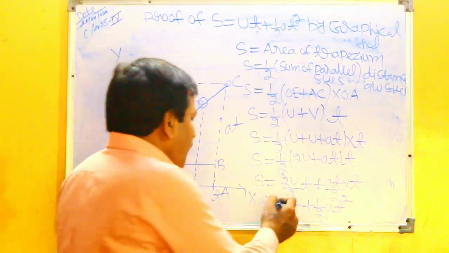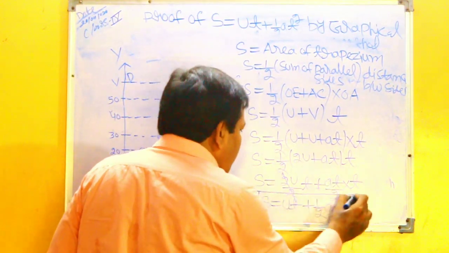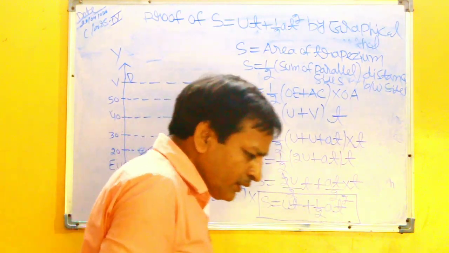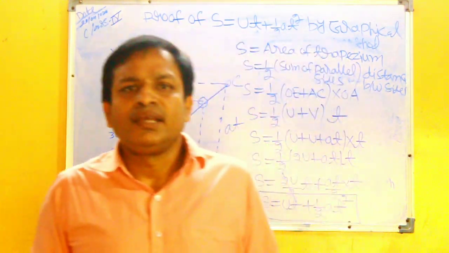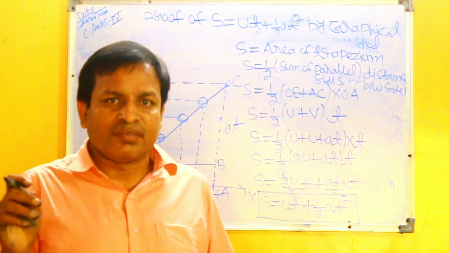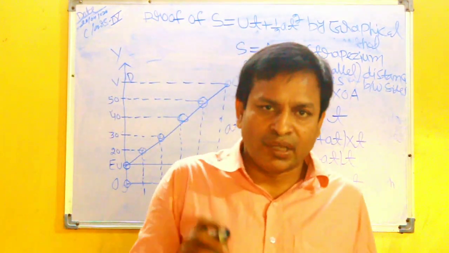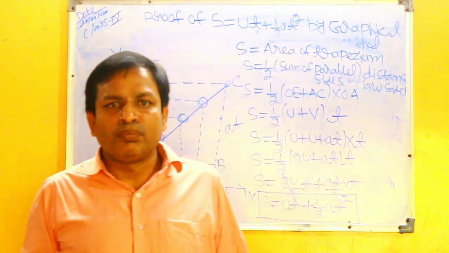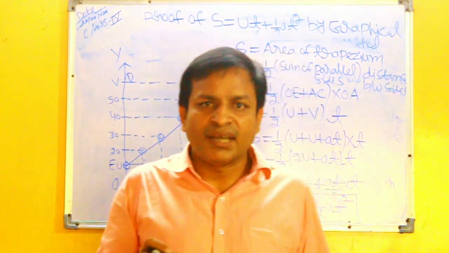Both are same, and this formula is very important, and it is used for finding different equations in physics in higher classes. Even it is used in MSc and BSc honors classes. s equal to ut plus half at square. In next class, we shall prove next equation of motions using the graphical method.